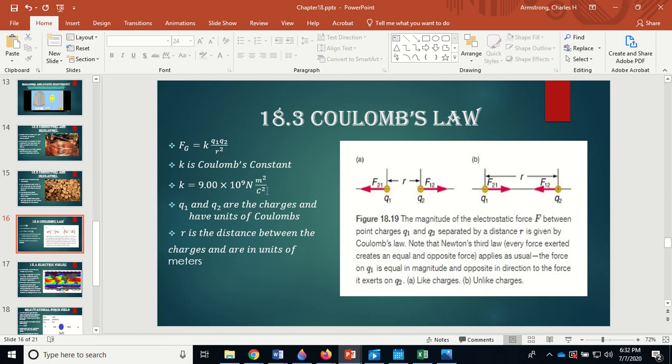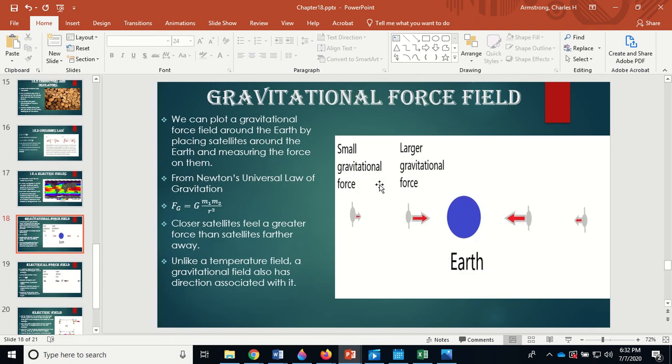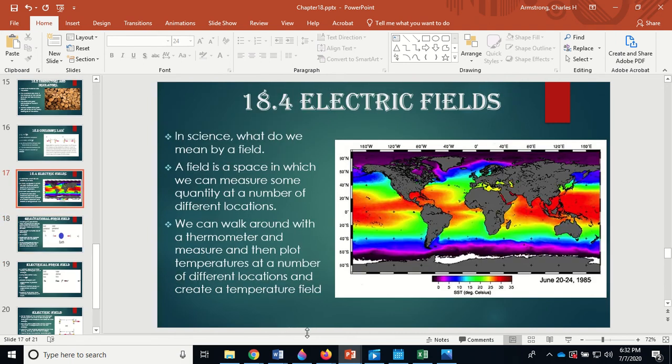We put the coulomb squared on the bottom because we got the Q1, Q2 on top here. Q1 and Q2 are the charges and have units of coulombs. r is the distance between the charges, in units of meters. Okay, so this is out of your book. So you can see that if they're the same, like two negative charges, they would repel each other, or if they're opposite charges, they would attract each other. So now we want to talk about what is an electric field. Actually, now we can go do Coulomb's law.